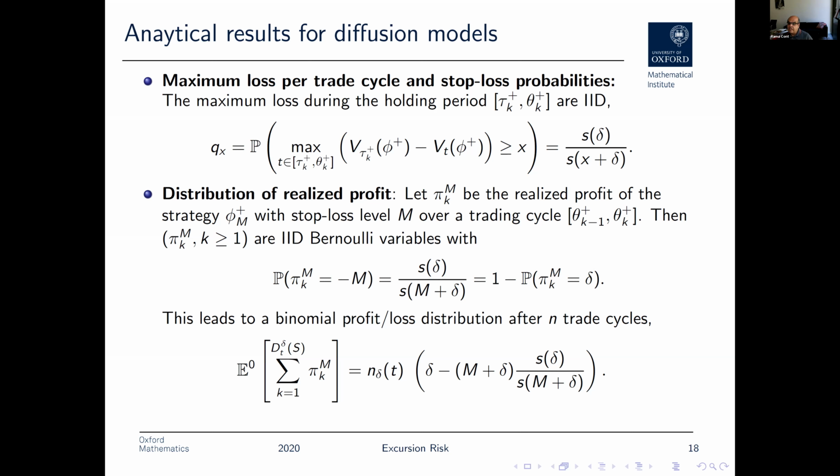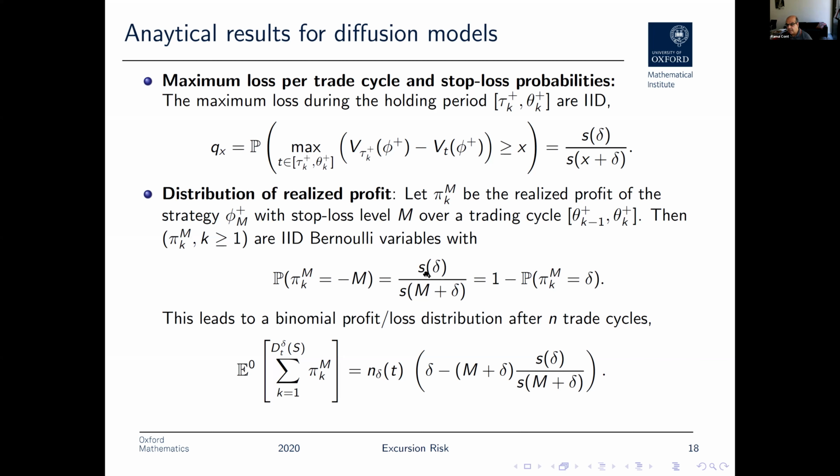So it means that over each trade cycle, your profit is a Bernoulli variable, which is either positive delta or minus M. And because of the Markov property, these variables are independent. So your distribution of realized profit is super simple. It's just a collection of IID Bernoulli variables. The only thing you need to calculate is the probability to hit delta and the probability to hit minus M. And the result above tells you what this probability is, because it's just this expression computed for x equals M, because it's the probability that the delta excursion reaches M after having reached delta. And this is the ratio of the scale function at these 2 points.